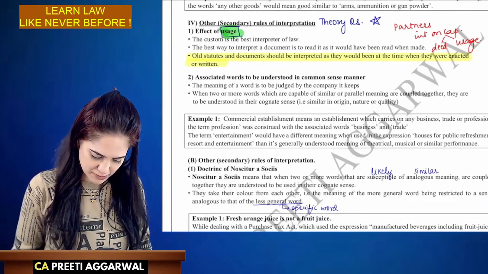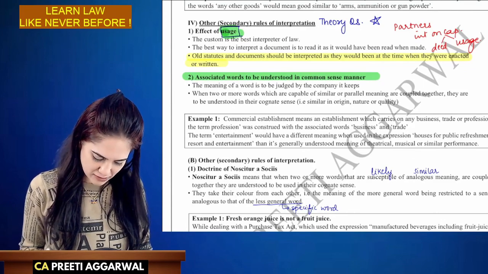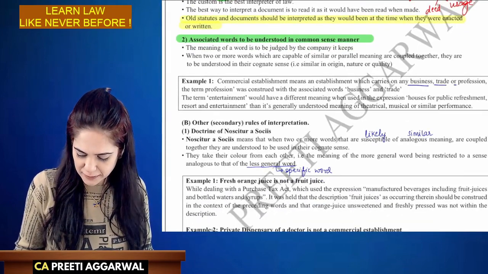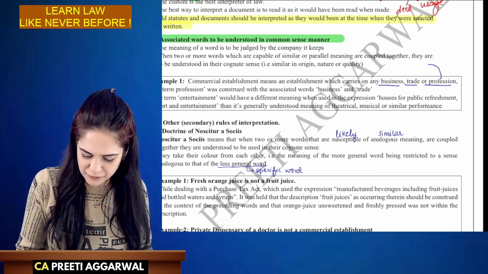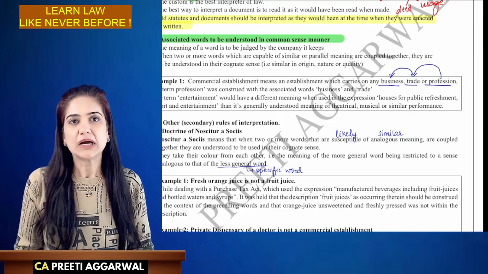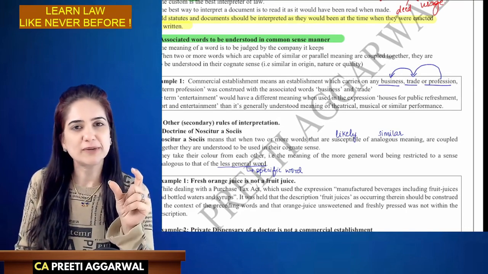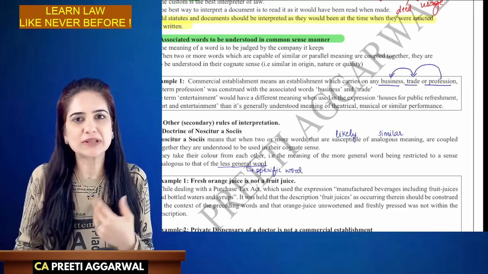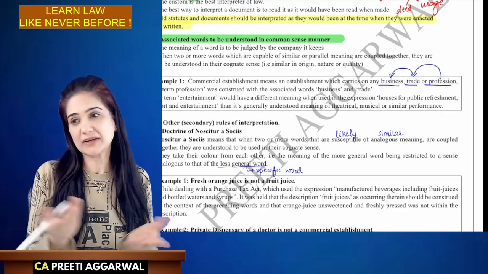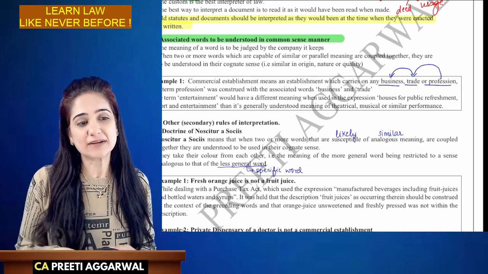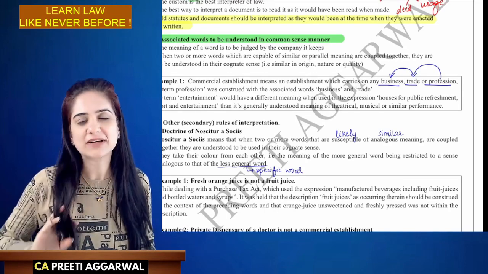Associated words should be understood in the common sense manner. For example, if I'm using the word business, trade, profession. If I'm using the word profession together with business or trade. Now, see, the word profession actually means non-profit. Like, teaching is a profession. I'm not doing this with the aim of earning profit. Now, you may say that's not the case, you're charging a good amount of fees from us. But teaching is actually considered as a profession.